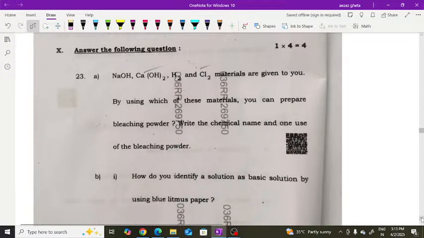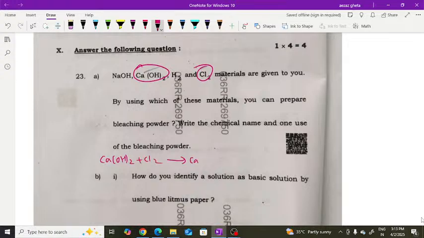NaOH, Ca(OH)2, H2 and Cl2 materials are given to you. By using which of these materials will you prepare bleaching powder? Obviously, we will prepare bleaching powder using Ca(OH)2 and Cl2. Write the chemical equation. This is the chemical equation: CaOCl2 plus H2O. Correct? Very easy. And one use of bleaching powder. What is the use of bleaching powder? Oxidizing agent.